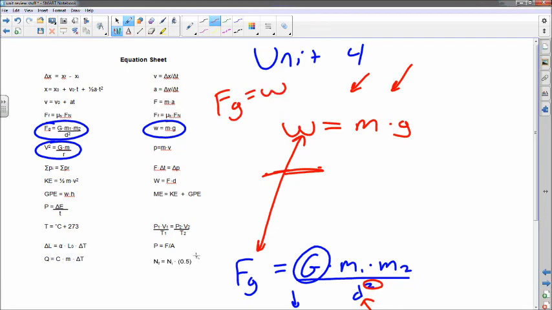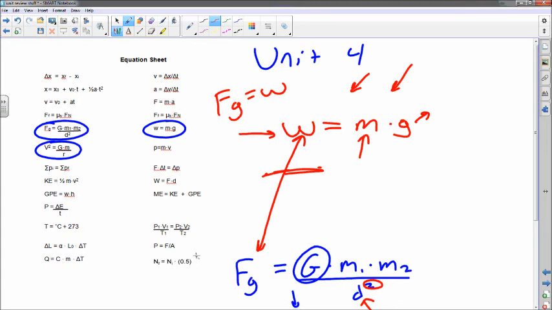Force of gravity and weight are the exact same measurement. They're just two names for the same thing, like car and automobile. Okay? So in this equation, we want to find the weight of an object. We multiply its mass times little g, which is the acceleration due to gravity. Now this is a shortcut.